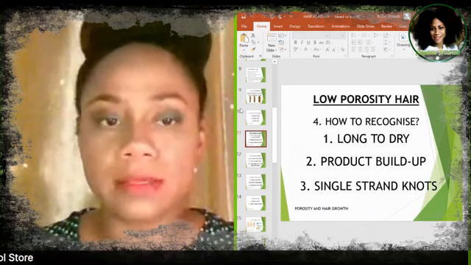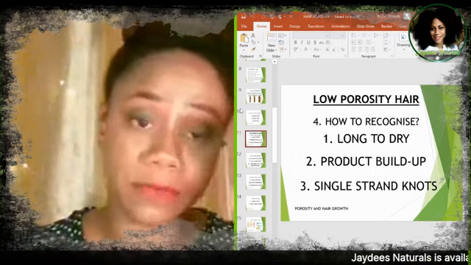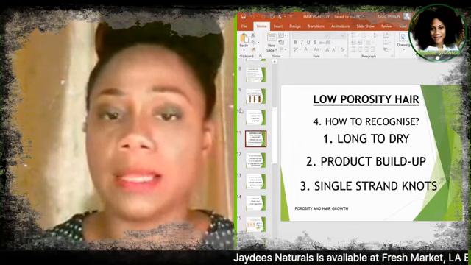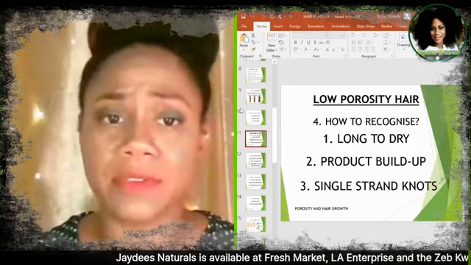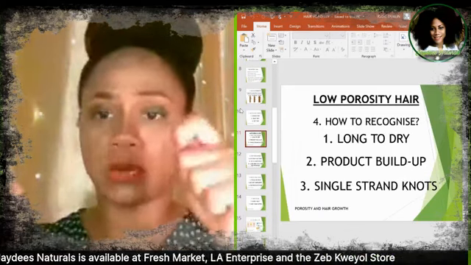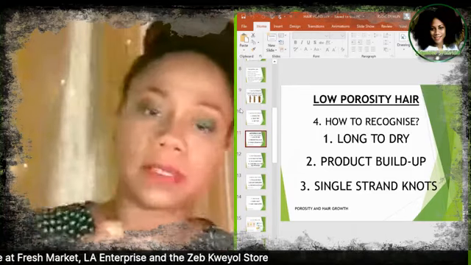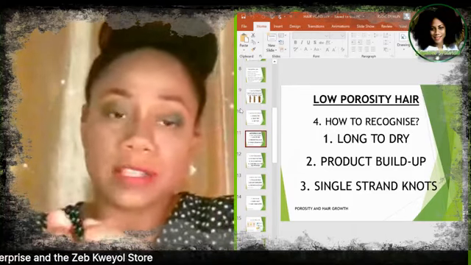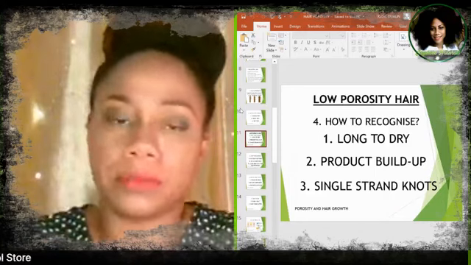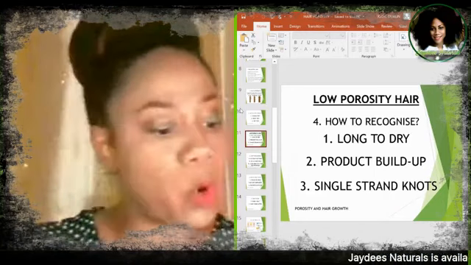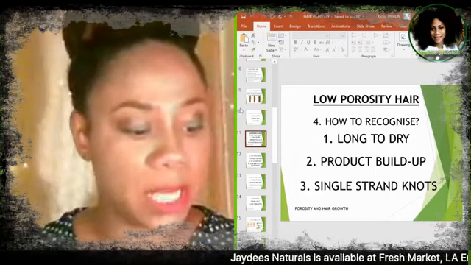And whatever else stays and remains on the shaft of your hair and coats it, and then you find that your hair is very dry, it's very brittle, because what happens when it coats the hair, remember your hair is flexible, and it coats it, it dries, so it gets really stiff and brittle. Okay, so that is one sign that we can use to tell if hair is low porosity or not.